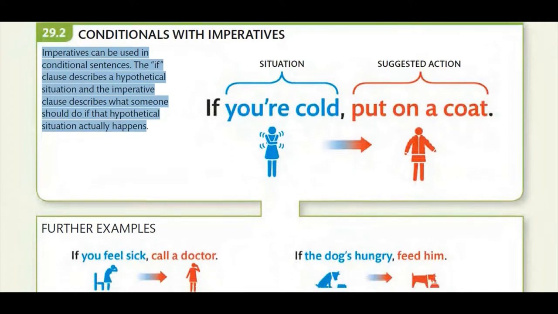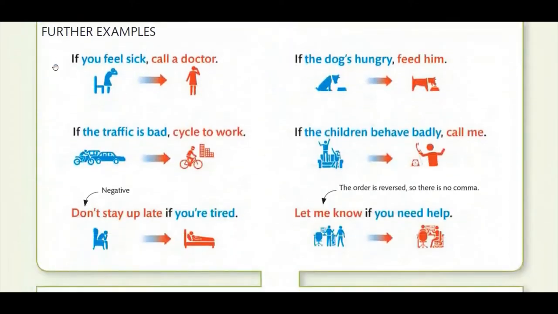Let's take further examples. If you feel sick, call a doctor. If the dog's hungry, feed him. If the traffic is bad, cycle to work. If the children behave badly, call me. Don't stay up late if you are tired. This is a negative imperative sentence. Let me know if you need any help.